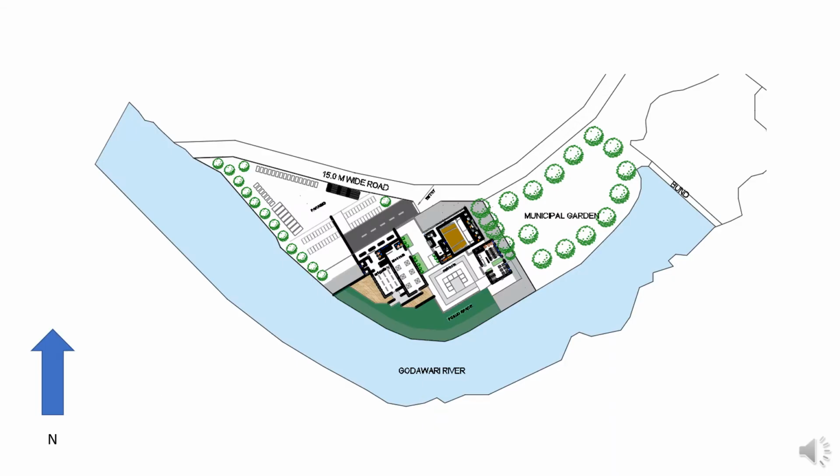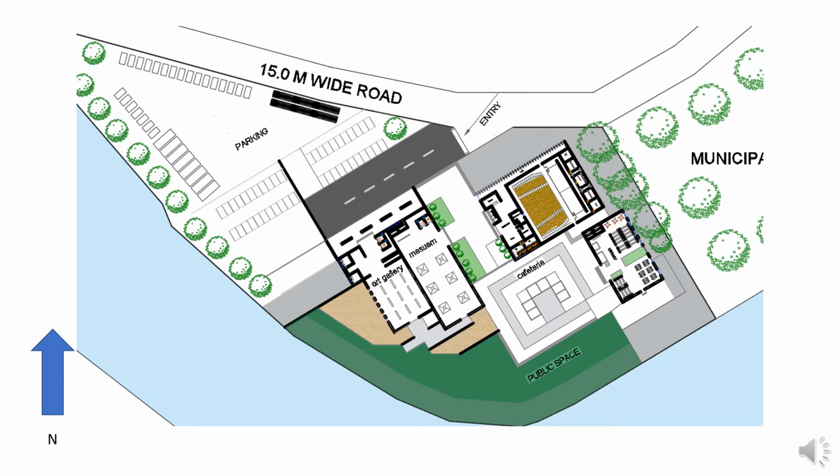So this is the site plan of my drawing. There is an entry of about 12 meters, and as we enter we have parking to the right hand side. As we enter into the cultural center, towards the left hand side there is the art gallery and museum, and towards the right hand side we have an auditorium. As we come downwards we have the cafeteria and library located there.